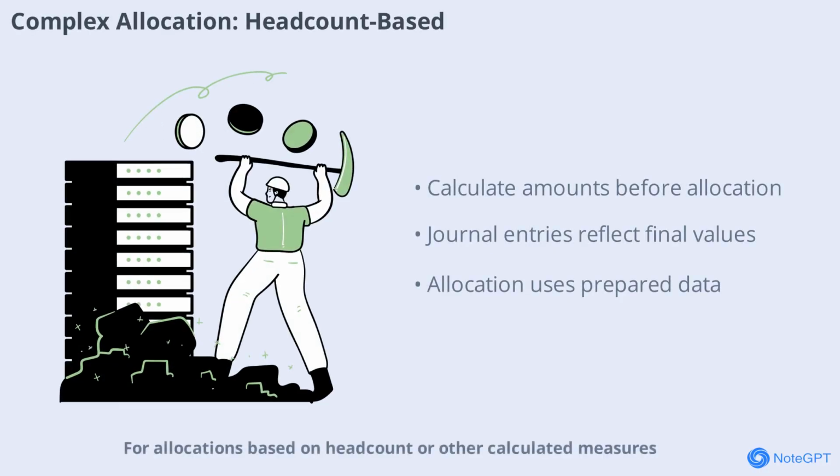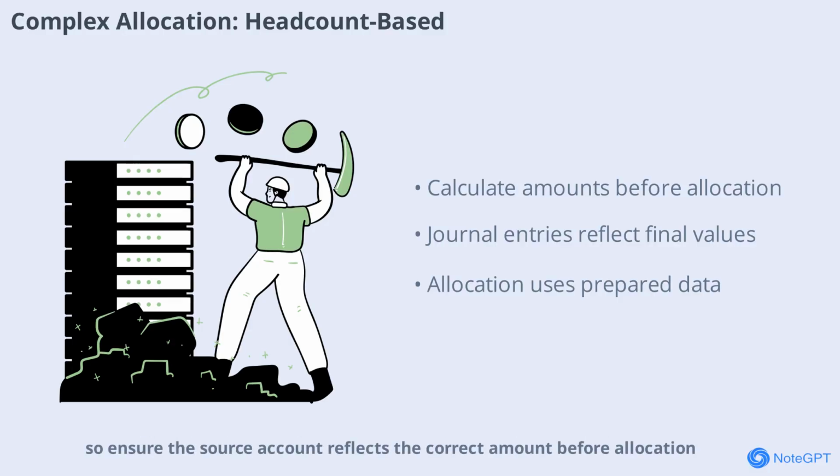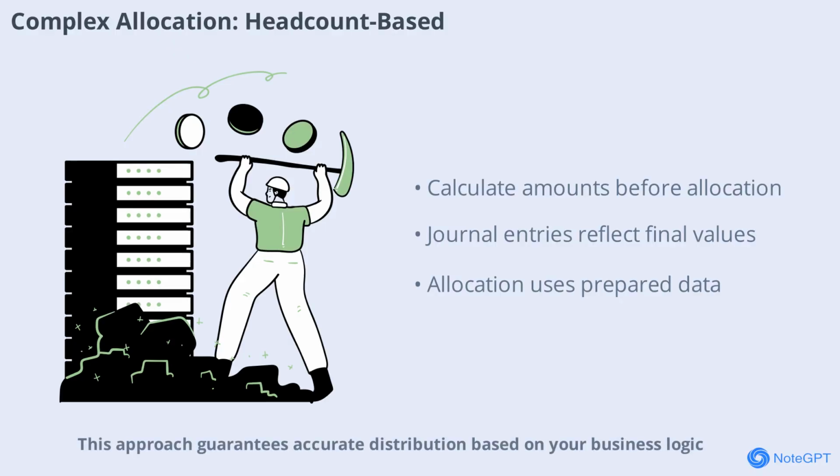For allocations based on headcount or other calculated measures, perform the necessary calculations when creating the journal entries. The allocation rule itself cannot handle complex calculations, so ensure the source account reflects the correct amount before allocation. This approach guarantees accurate distribution based on your business logic.